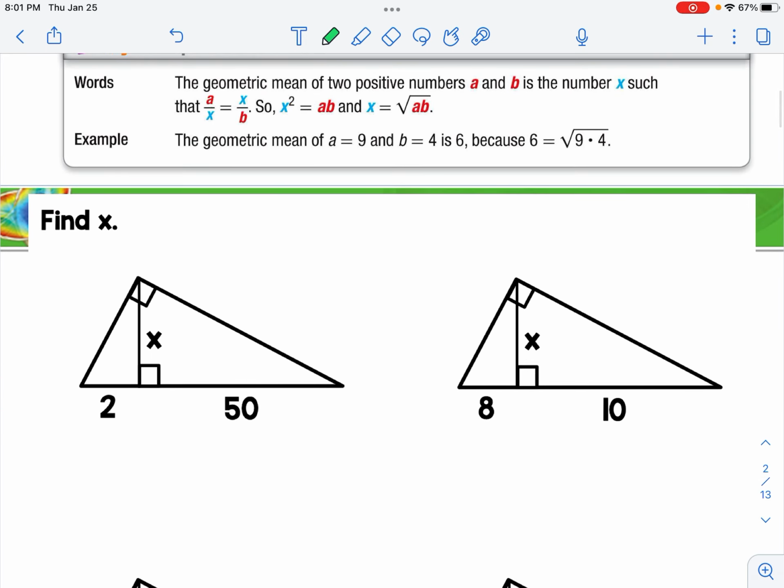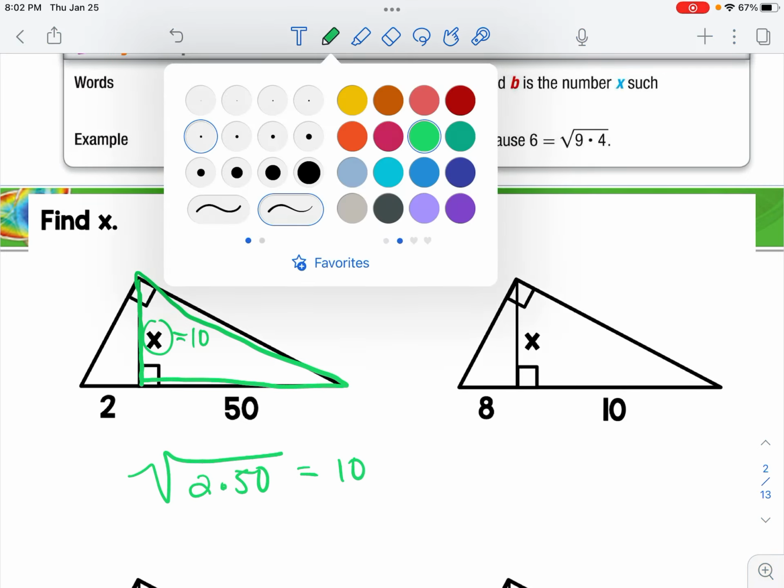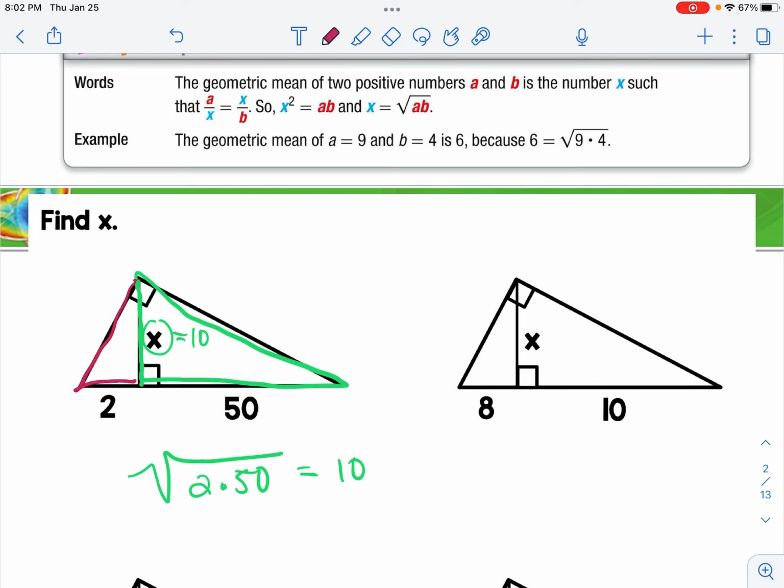So to find this x value, I'm really just multiplying 2 times 50, which is 100, and I'm finding the square root. So the square root of 100 is 10. So x is going to equal 10. 10 is the short leg for this green triangle, but it is the long leg for this pink triangle here. All right, go ahead and pause it, and you can try the next one on your own.